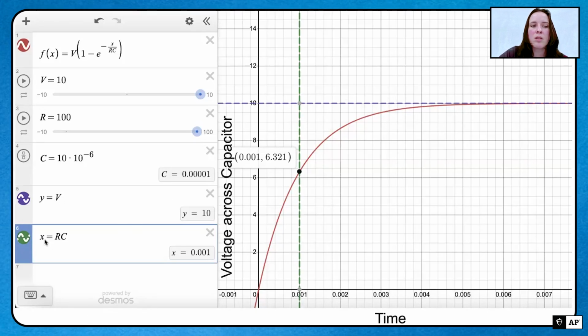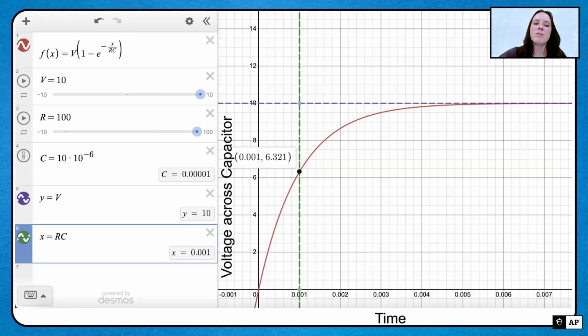And I'm going to make a vertical line at t equals RC to show my time constant. So if I see where that intersects my voltage graph, well, that intersects at time R times C. And oh, look, 6.321 volts, which is 63% of our max voltage of 10 volts.